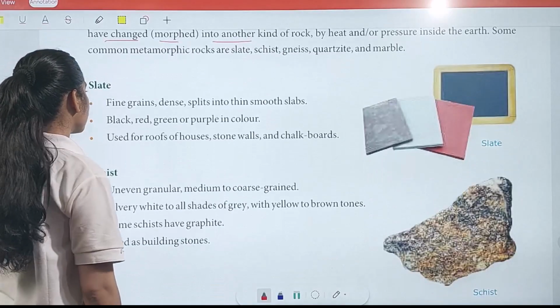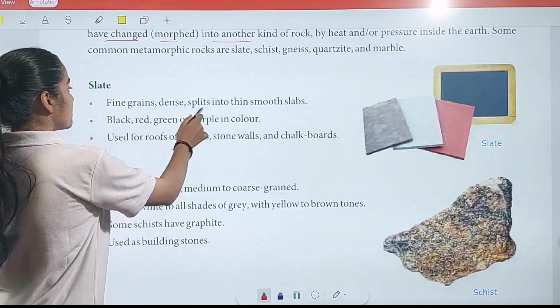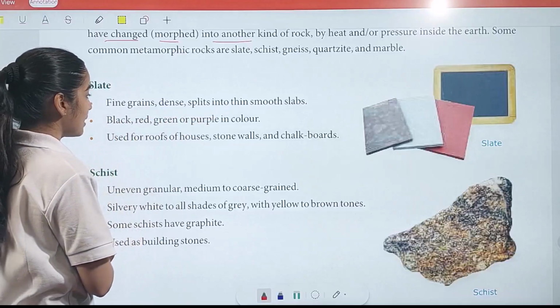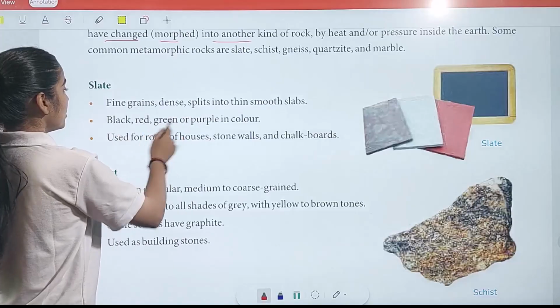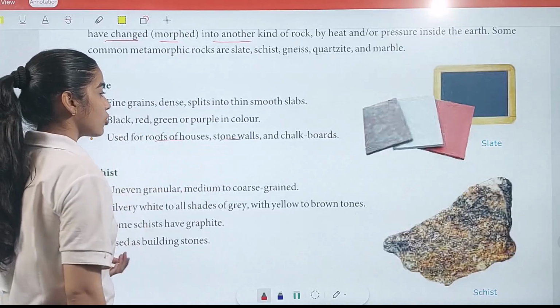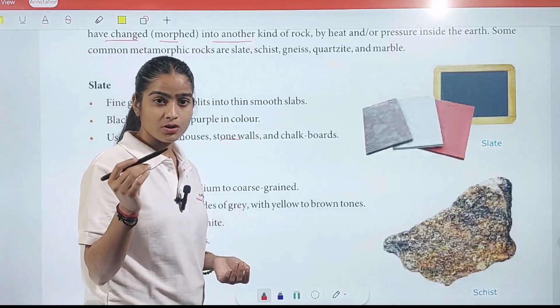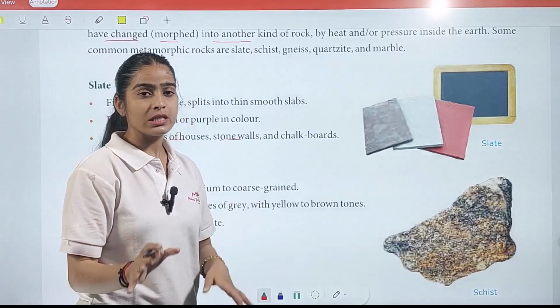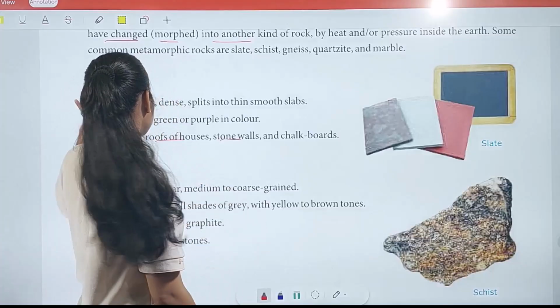So first we have slate. Fine grains, dense, splits into thin smooth slabs, black, red, green or purple in color, used for roofs of houses, stones, walls, and chalkboards. So you have your chalkboards, right? In your classroom, you've seen a chalkboard a lot of times. That is your slate. Okay.